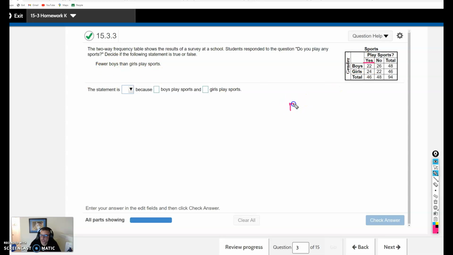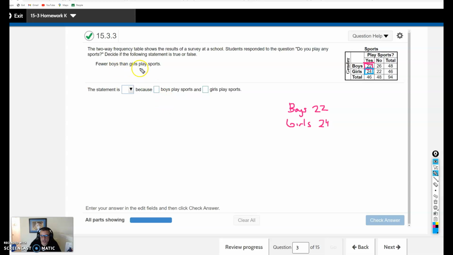So for boys, right, that number is 22, right here. So we have 22 boys that play sports. And for girls, that number is 24. Right, and I got my colors reversed here, but who cares? 24.